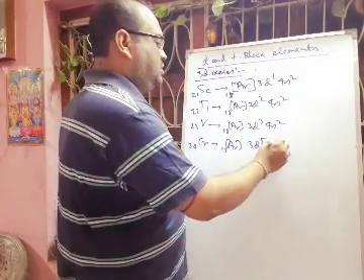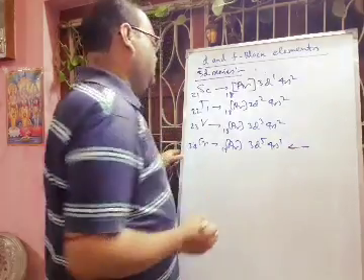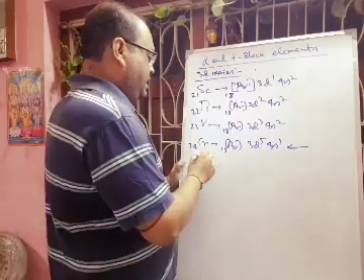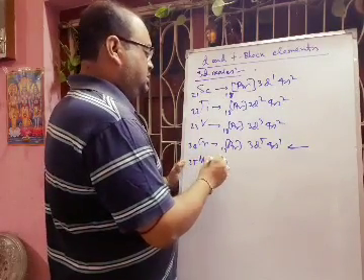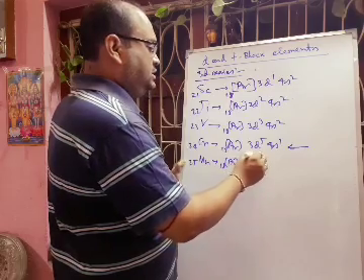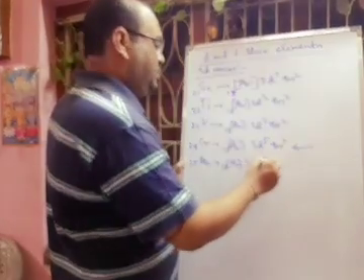Next chromium, it will be argon 18, 3d5 4s1. So this is anomalous. Anomalous, next I am discussing. Next manganese, just now I have discussed. Argon 18, 3d5 4s2.